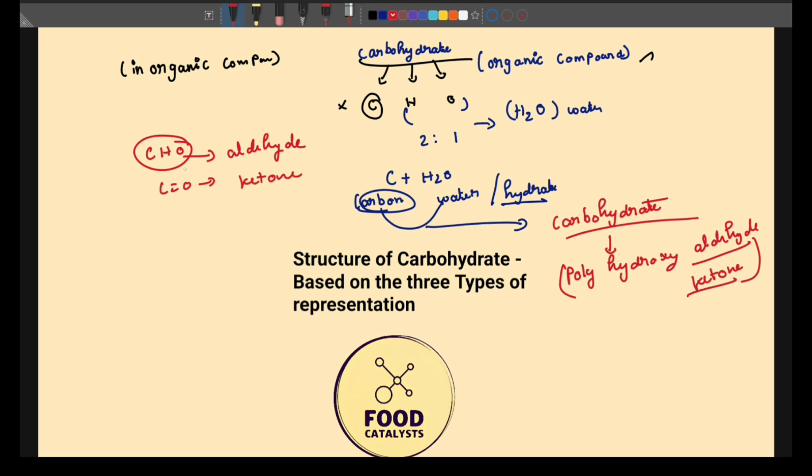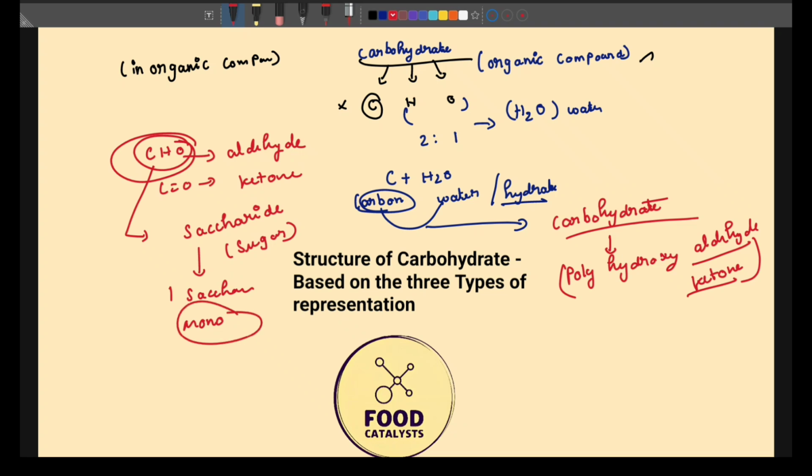This unit we simply call a saccharide, which means sugar. If a compound has only one saccharide, it's mono. If it has two, it's a disaccharide, then trisaccharide, and so on. Let's take the example of glucose. Glucose is C6H12O6. Glucose has only one CHO, so that means it is a monosaccharide.